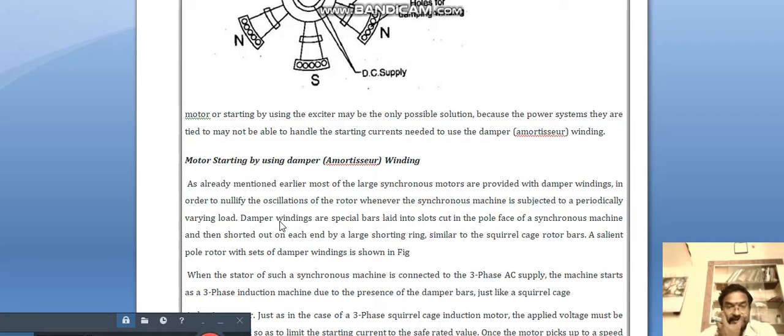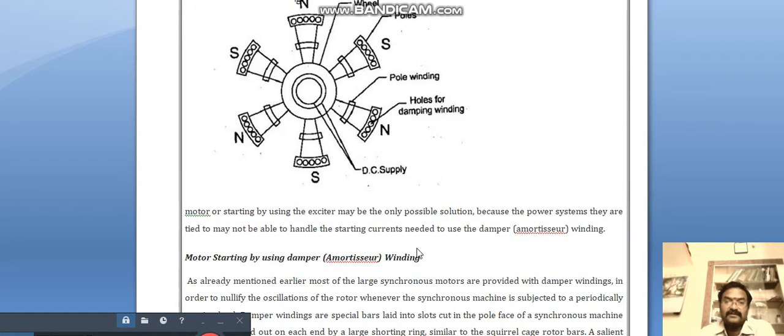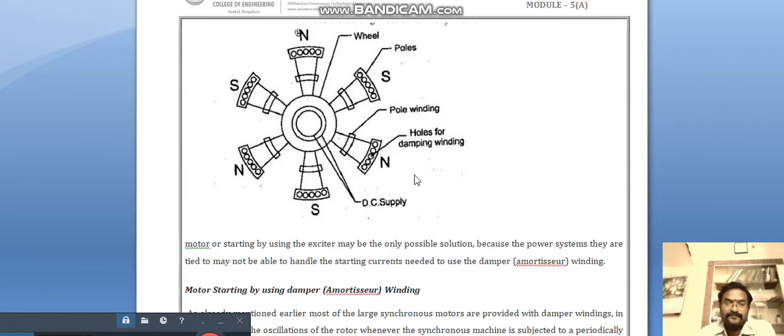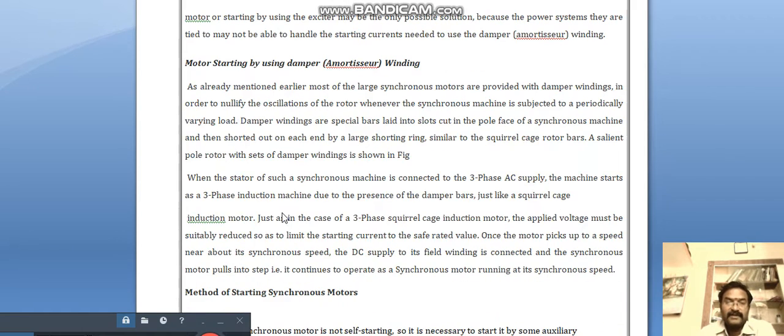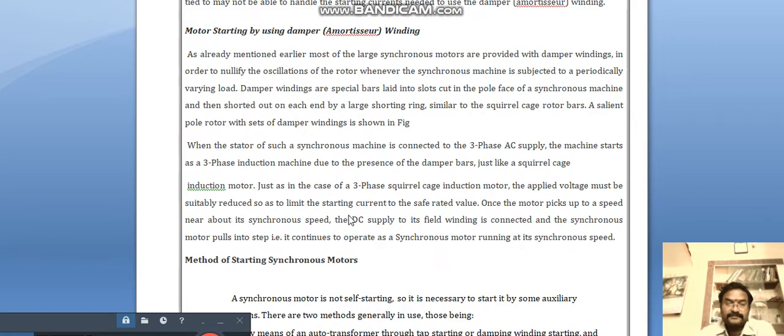Damper windings are special bars laid into slots cut in the pole face of the synchronous machine and shorted out at each end, like the bars of a squirrel cage rotor, as in salient pole rotors with sets of damper windings shown in the figure. These damper windings will be there whenever the stator is connected, like induction motors.